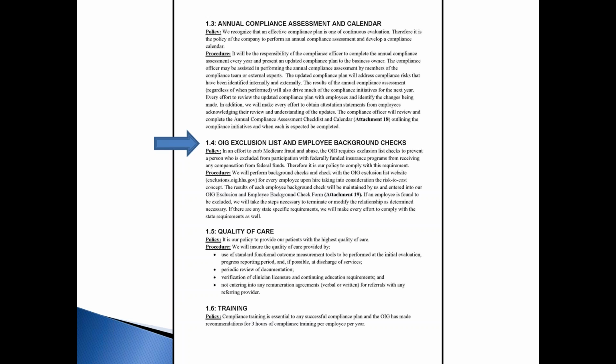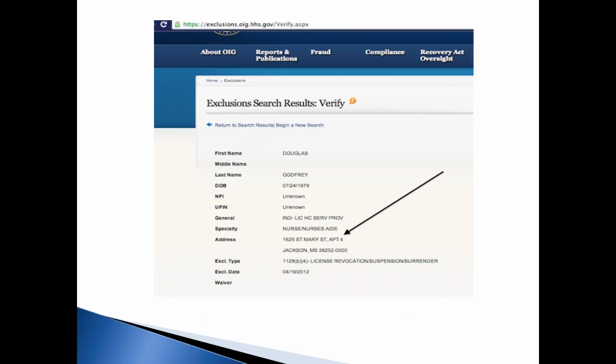So one of the things you need to do if you see Medicare patients is go to the OIG Exclusion List website and put in your name and see if your name pops up. Hopefully it doesn't. If your name pops up, then you are not allowed to treat Medicare patients. You don't want your name on the list. So this is an example of what the results look like.